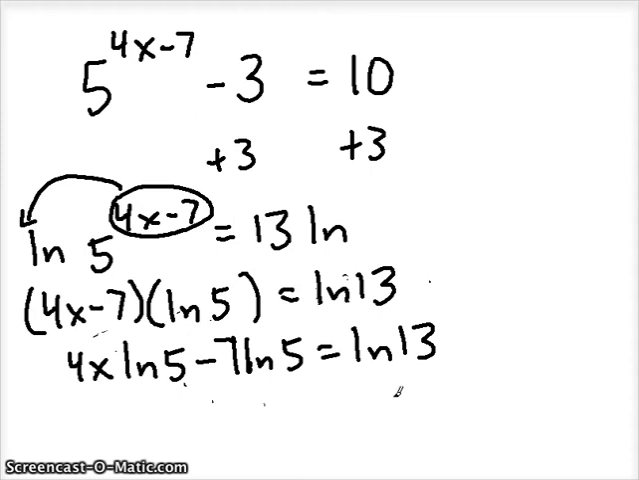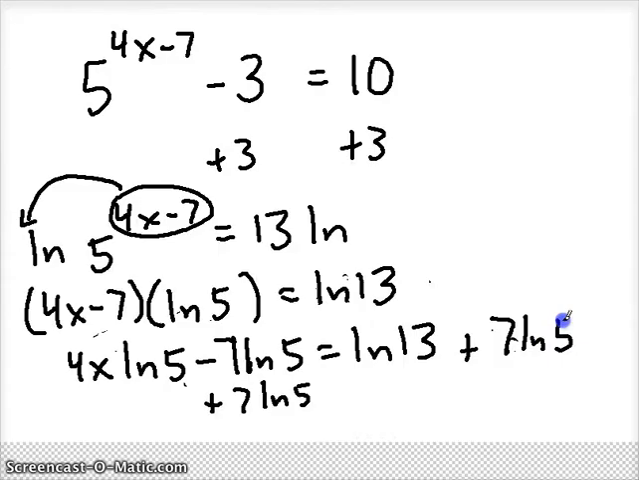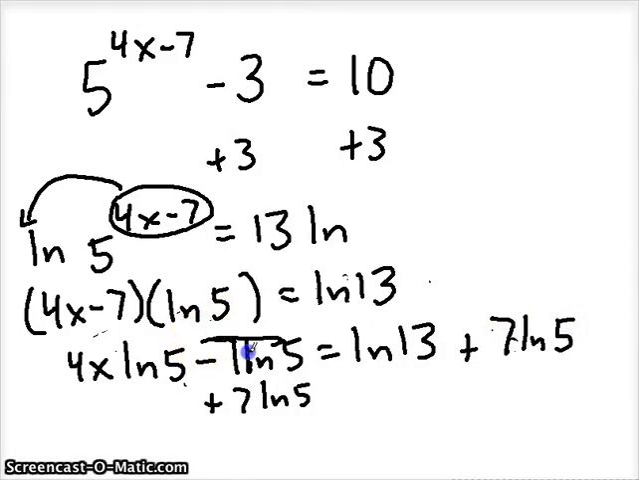And I want to solve for x. So how could I get rid of everything around x? Well, let's see. If I add 7 times the natural log of 5 to both sides, let me rewrite that better, 7 times the natural log of 5, that gets rid of it on this side. So now I'm almost there. I almost got x by itself.